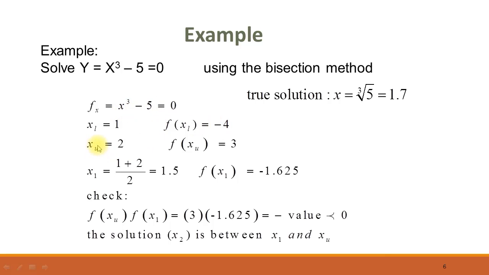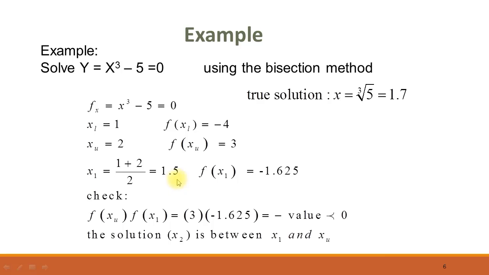And suppose the upper limit of the interval, xu, is 2. Putting 2 here, 2 to the 4, 4 to the 8, 8 minus 5 is equal to 3. So dear students, note that at these two roots the function has opposite sign, so this is our initial approximation. Now to find the next root by the bisection method, simply add these two roots and divide by 2, we obtain 1.5.